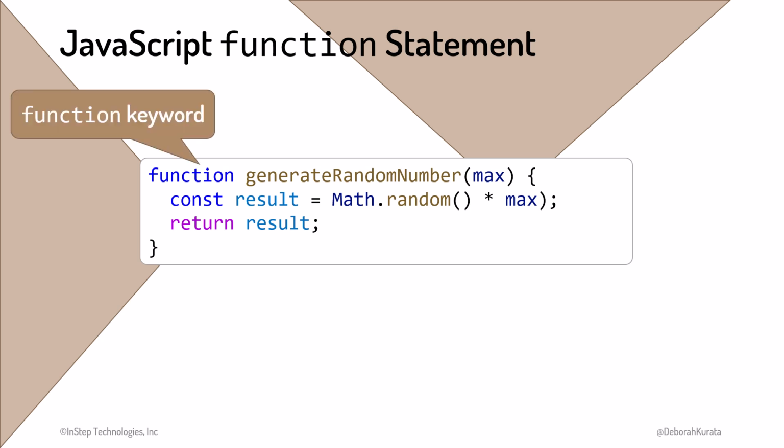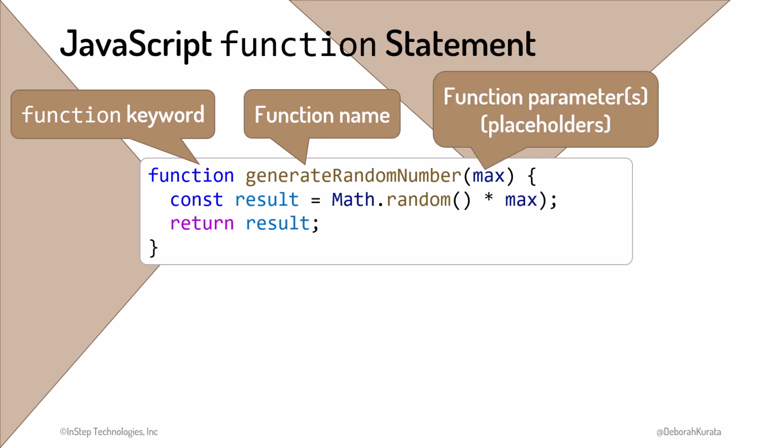We declare a function using the function keyword. We give it a logical name describing its purpose. Like variable names, we use camel case notation, meaning the first word is lowercase and each appended word is capitalized. Don't use spaces in a JavaScript function name, and consider avoiding dashes and underscores as well.